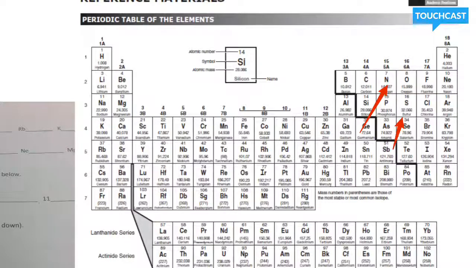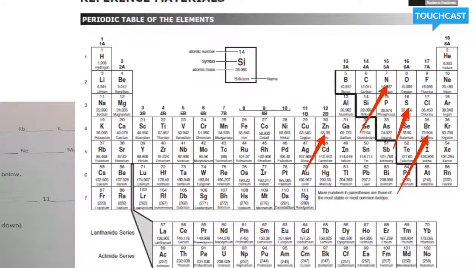For sulfur, it's going to be S. For zinc, it's going to be a capital Z and a lowercase n. For bromine, it's going to be a capital B and a lowercase r.